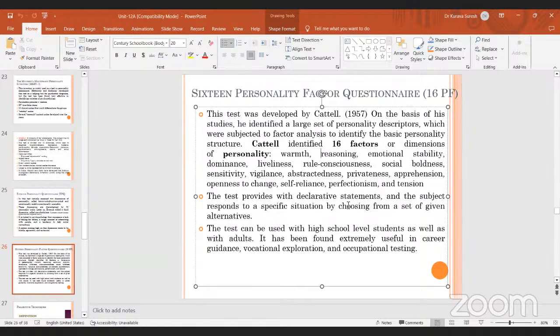It provides declarative statements, and the subject responds by choosing from a set of given alternatives. The test can be used at the high school level as well.